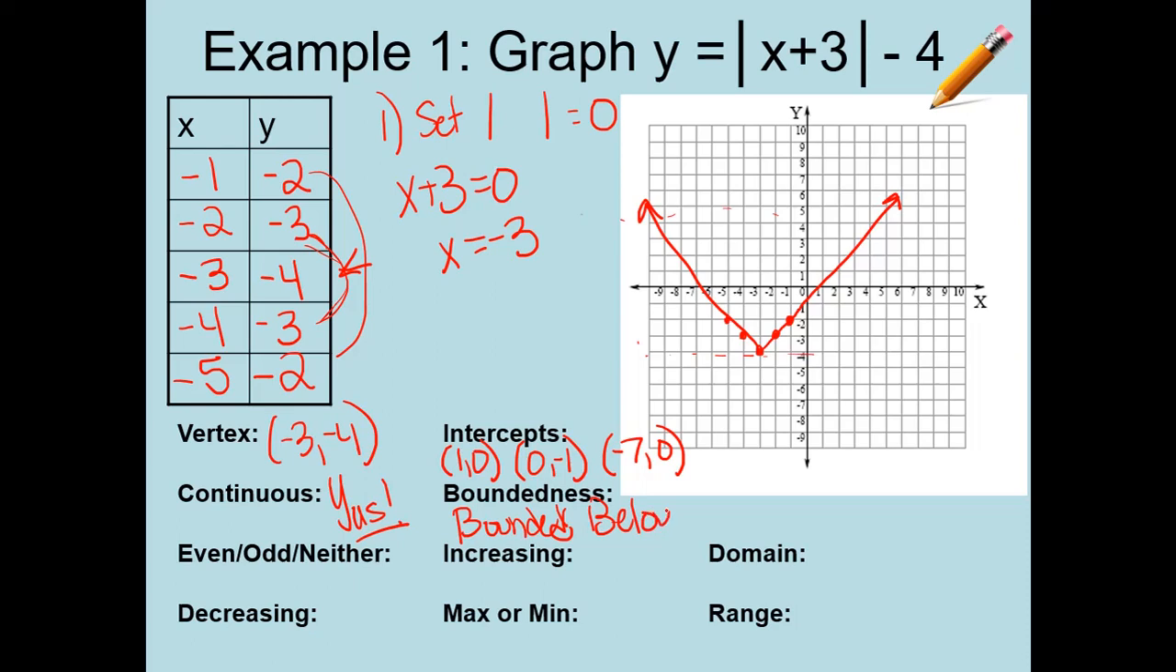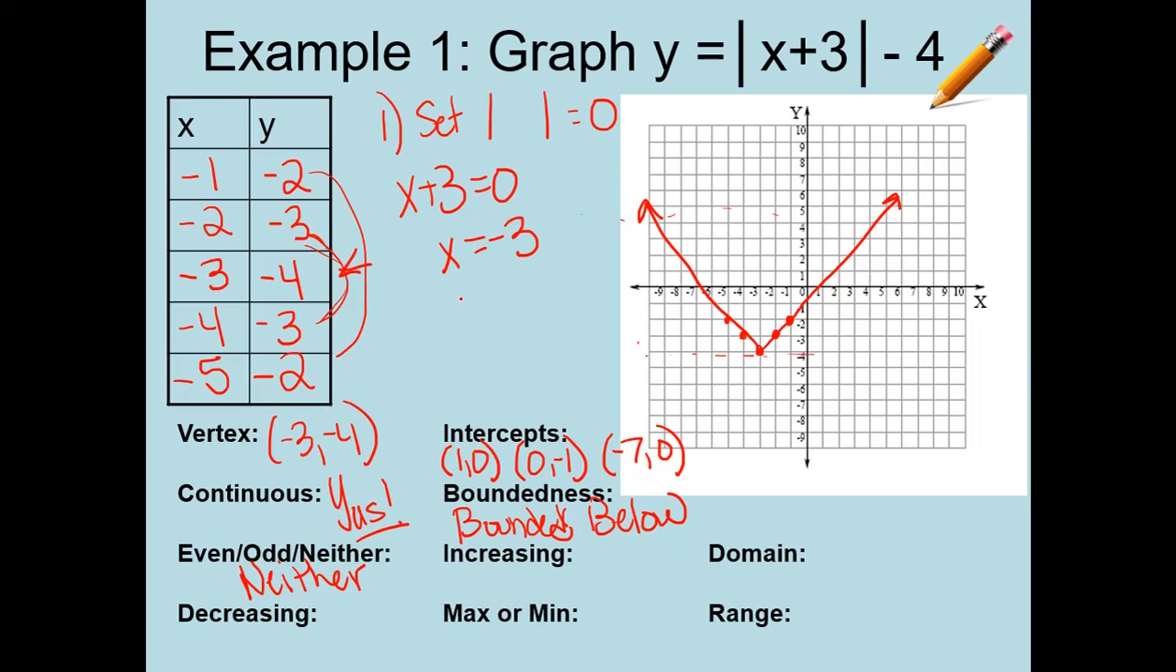below. Okay? Even, odd, or neither. Looking at this graph, I can't fold it on the y-axis, right? So it's not even. Odd, remember, is fold over y, fold over x. That's definitely still not going to line up. Definitely a neither graph.